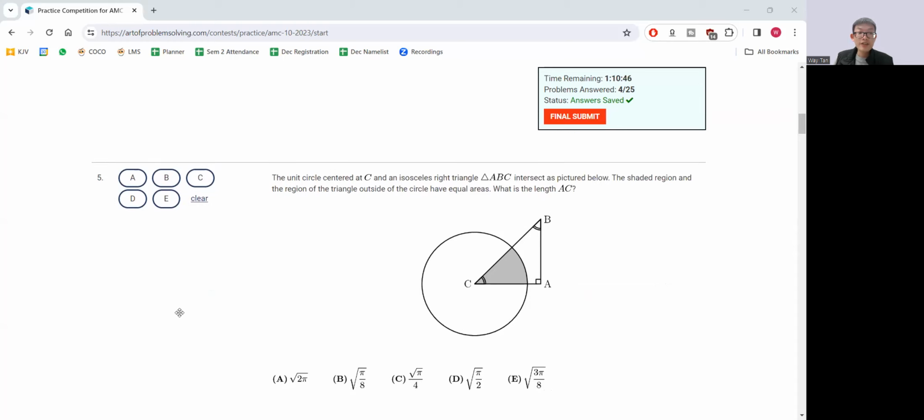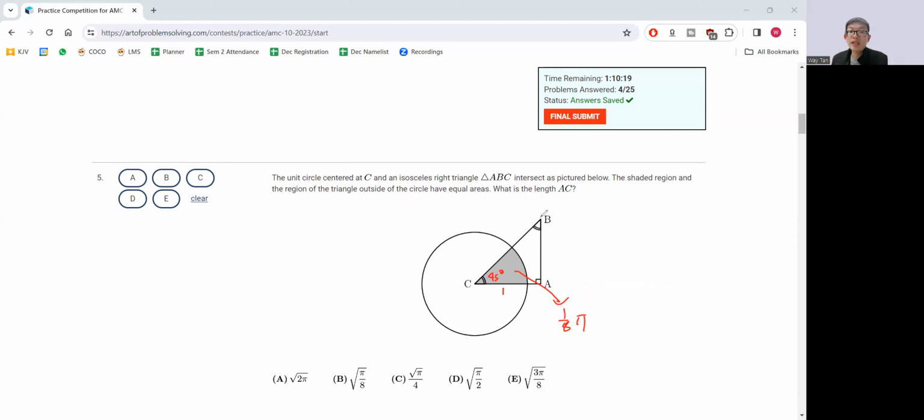Okay, question 5. The unit circle centered at C and the isosceles right-angled triangle intersect. The shaded region and the region outside have equal areas. What's the length AC? Okay, so this is 45 degrees. The shaded area, therefore, is 1/8 of a circle, 1/8 pi.